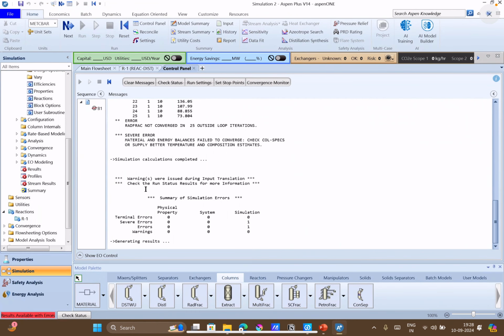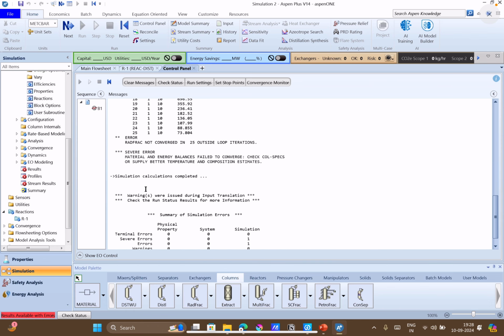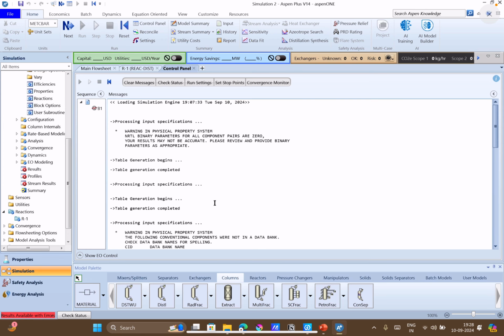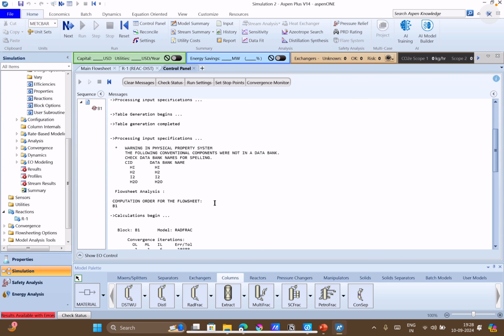Result available with error. Okay, so there is some error. Right frac not converted in 20 outside location. Warning in physical property. Computation of the flow rate.